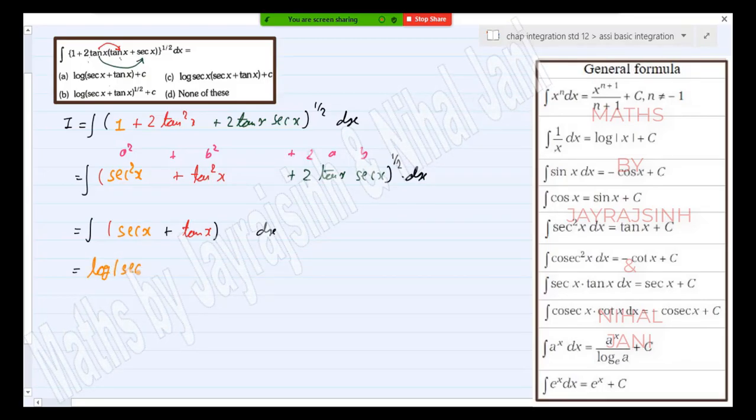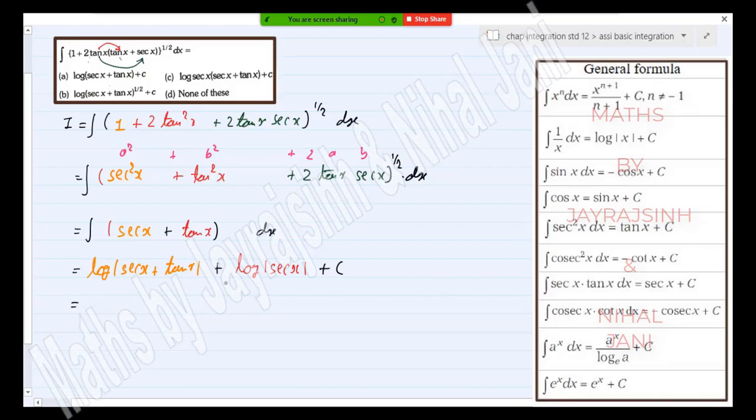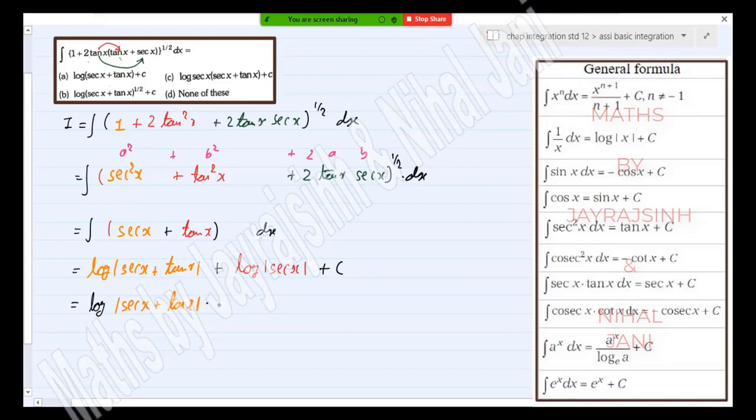So we just have to integrate sec x plus tan x. Integration of sec x is log sec x plus tan x, plus integration of tan x, which is plus log sec x. Using log a plus log b, which can be rewritten as log of ab.